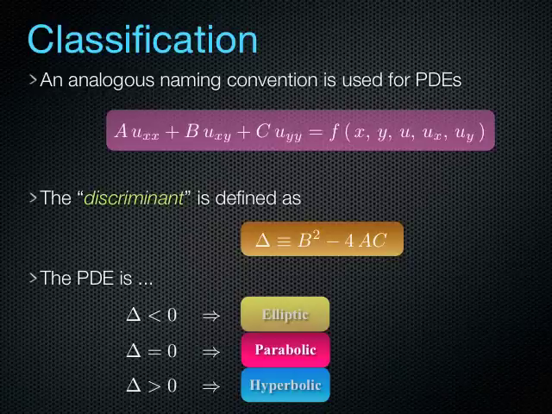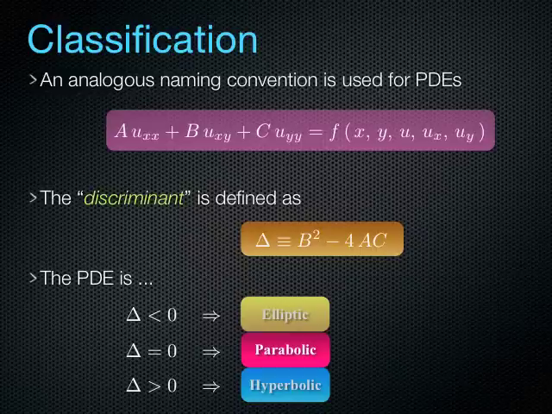So this is a naming convention that tells us something about the character of the PDEs that we're solving. This does not suggest the shape of the solutions or the field variable or anything like that. It just tells us something about the character of these PDEs. And it's easy to remember if you remember your lesson from geometry, so that's all there is to it. So it's just a name.